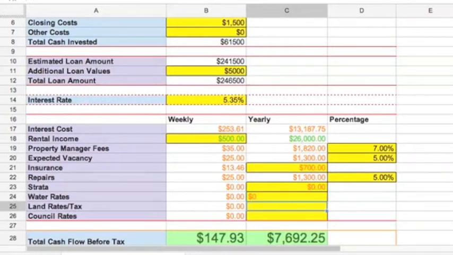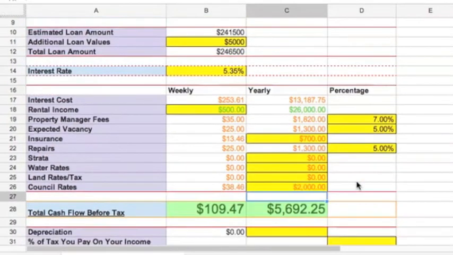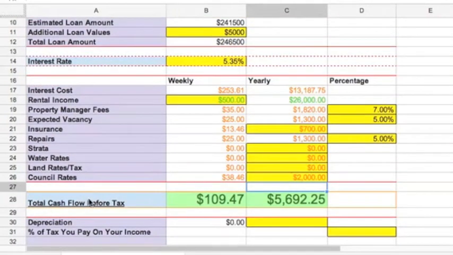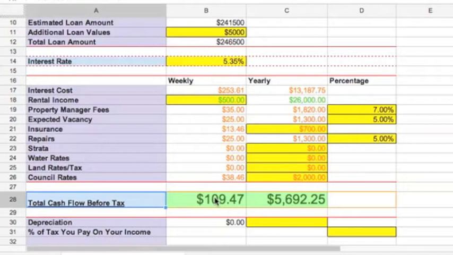So I'm just going to put $0 in there. Land tax, I don't have any of that. And my council rates are $2,000 per year. Oh, I think I just did $200, so $2,000 per year. All right, so now what this is showing us is our total cash flow before tax.